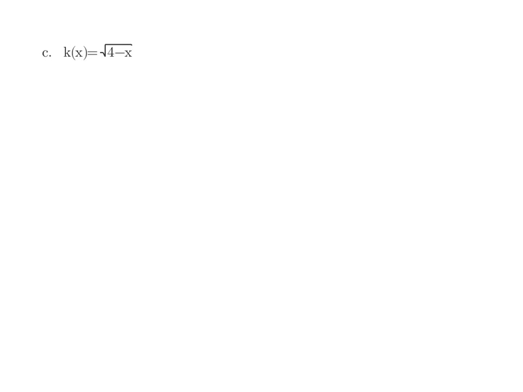Let's look at example C. We have k of x equals the square root of 4 minus x. So for my domain, the first thing that I'm going to do is set the inside greater than or equal to 0, and we solve.